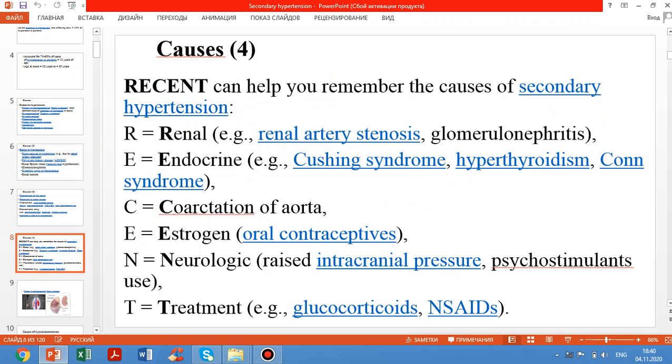RECENT can help you remember the causes of secondary hypertension. R is renal. E is endocrine. C is coarctation of aorta. E, estrogen. N, neurologic: rise of intracranial pressure, stimulants use, and so on. T, treatment: corticosteroids and non-steroidal anti-inflammatory drugs.